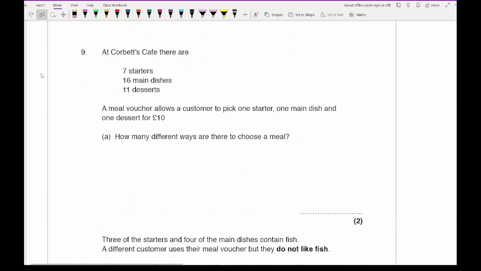Moving on to question 9, it says that at Corbett's Cafe there are 7 starters, 16 main dishes, and 11 desserts. A meal voucher allows a customer to pick 1 starter, 1 main, and 1 dessert for £10. How many different choices are there for the meal? So this is going to be 7 times 16 times 11, and if I type that into my calculator, I get an answer of 1232.